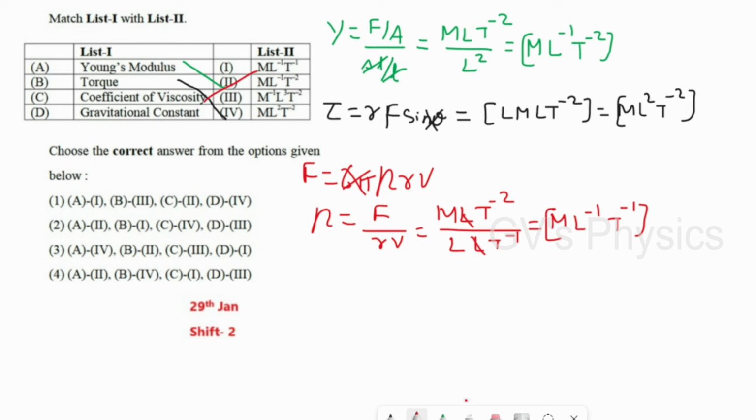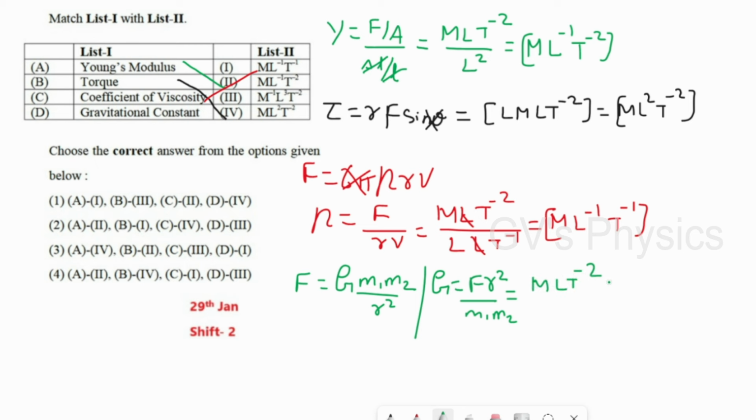And last, gravitation constant. For gravitation constant, we can take the universal law of gravitation. F is equal to G m1 m2 by r square. So G is equal to F r square by m1 m2. For force, we can substitute M L T power minus 2. For radius, L square. For mass, m and m, M M will get cancelled. So the balance is M power minus 1, L power 3, T power minus 2. Okay. So at last, gravitation constant will match with 3.